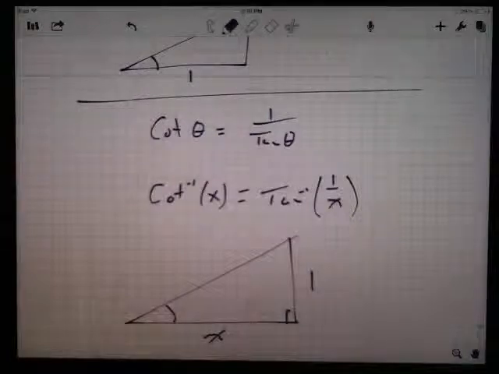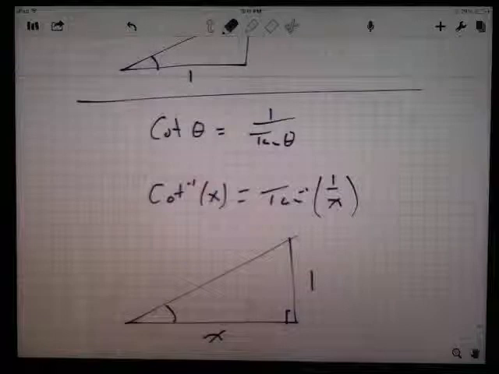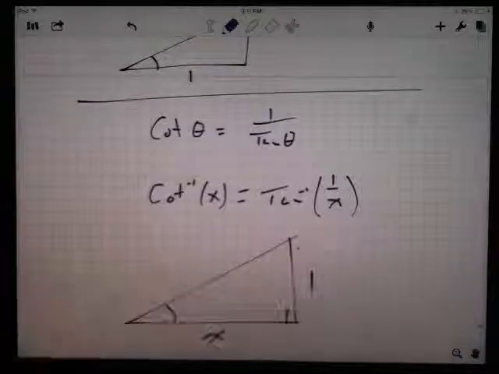So there you go. I think first and foremost of the three trig functions, inverse sine, inverse cosine, inverse tangent. I then use those to do the other three by taking the reciprocal of the input, not the reciprocal of the output.